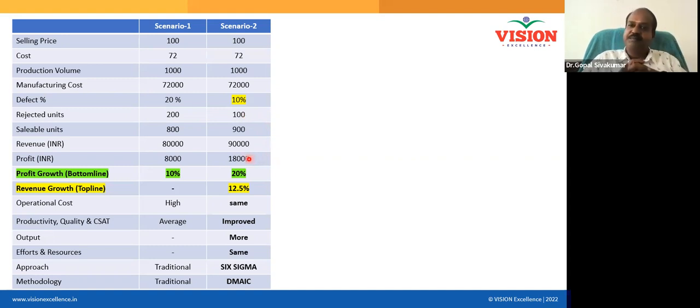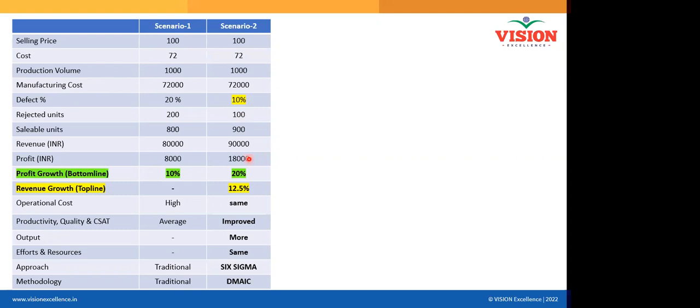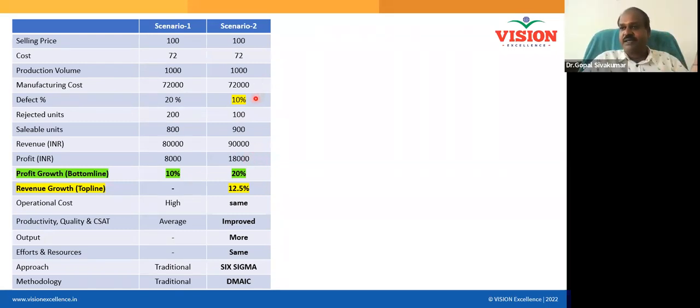Can you notice that? Yes. 10,000 rupees, which is otherwise a rejection, which is otherwise a cost of poor quality, that comes and gets directly added up in the profit. No other effort can multiply your profit in this manner. That is why defect reduction is very, very important. Such defect reduction projects are called Six Sigma projects.